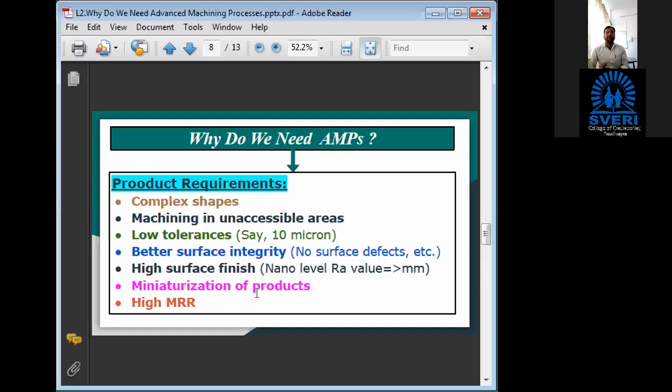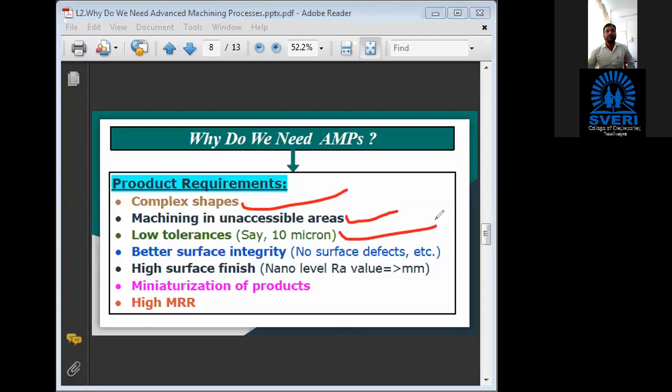There you may require very small tolerance, say 10 micrometer, or even smaller than 10 micrometer. If you want to achieve that, then you have to go for the advanced machining process. That depends upon the requirement of the component. So that is one aspect of product requirement, the complex shape, and again the limitation of machining in inaccessible areas. For that purpose you have to go for advanced machining. Then if you want to achieve a small tolerance, say 10 micron, you have to go for advanced machining.